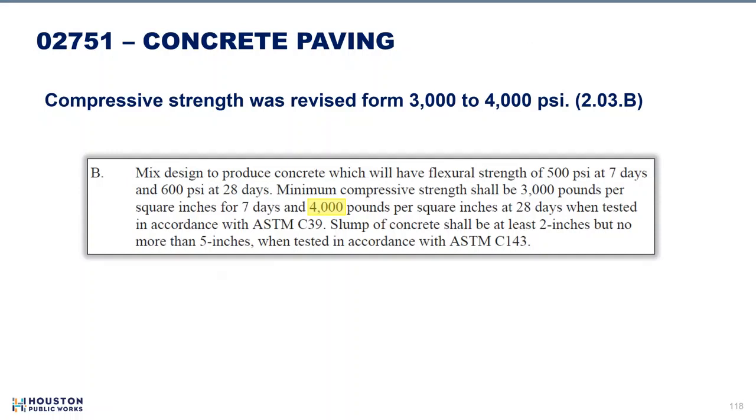So I'm going to start with 2751 concrete paving. For paragraph 2.03b, the compressive strength, it was revised from 3,000 psi to 4,000. This was done in order to align this requirement with the current minimum concrete paving compressive strength requirement listed in Chapter 10. So this isn't really a new requirement. This was already stated in the IDM. We just made sure that the specification was aligned with the chapters.